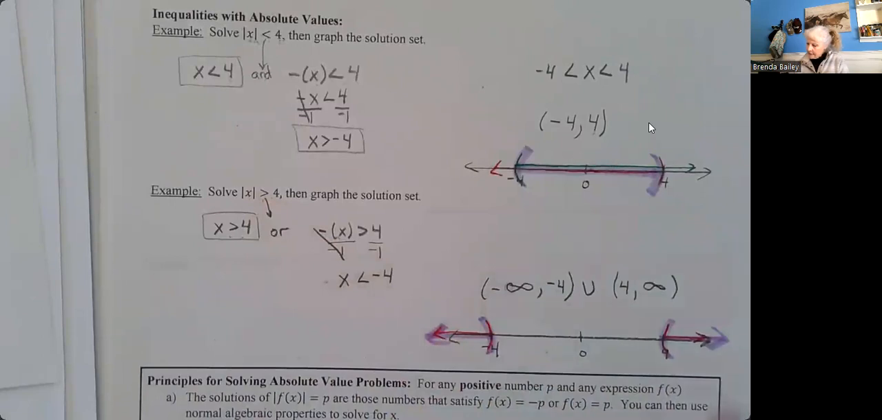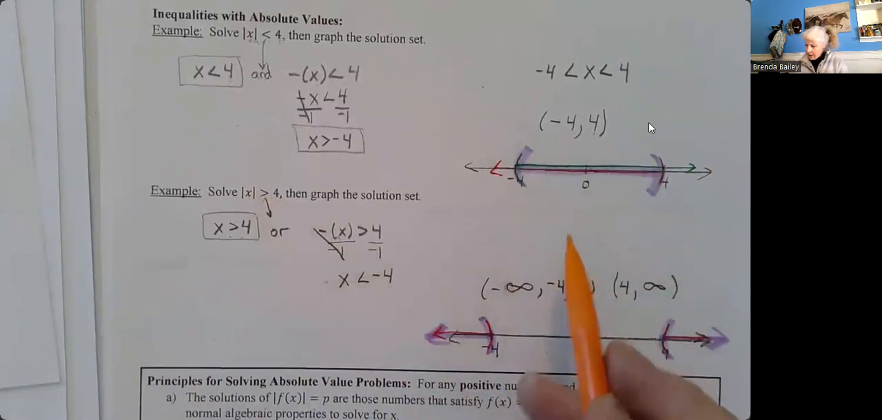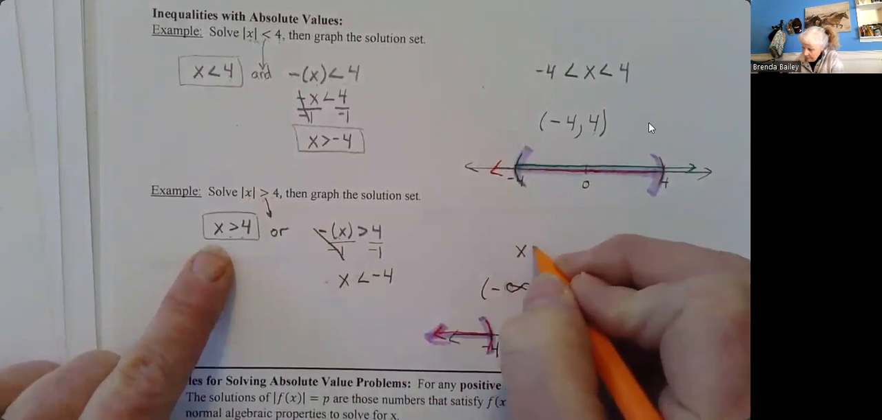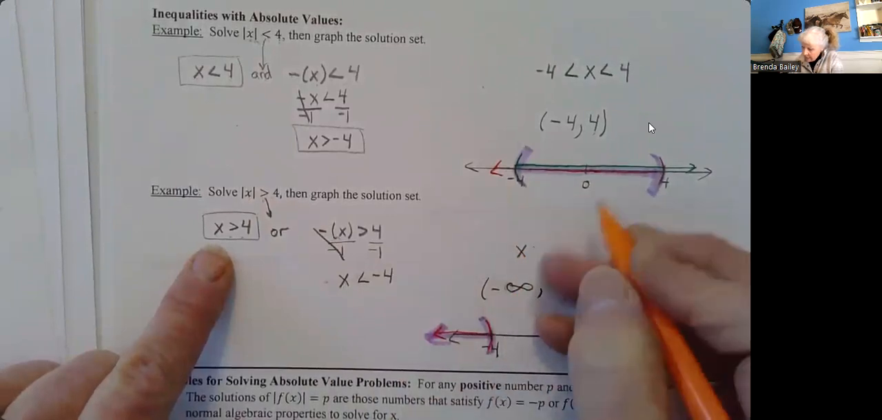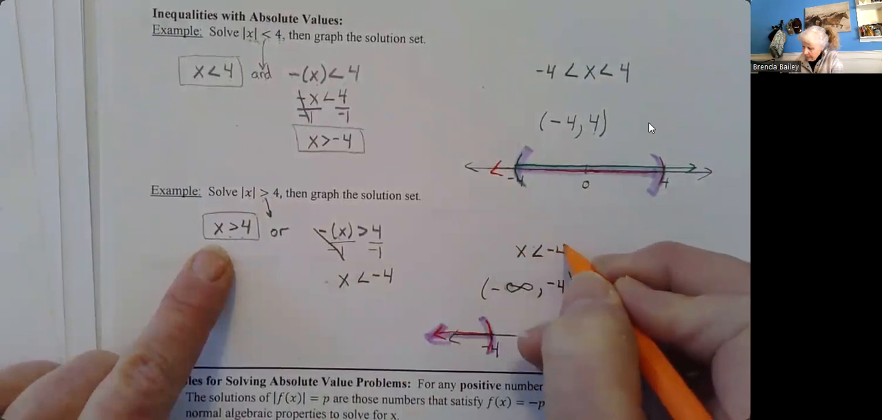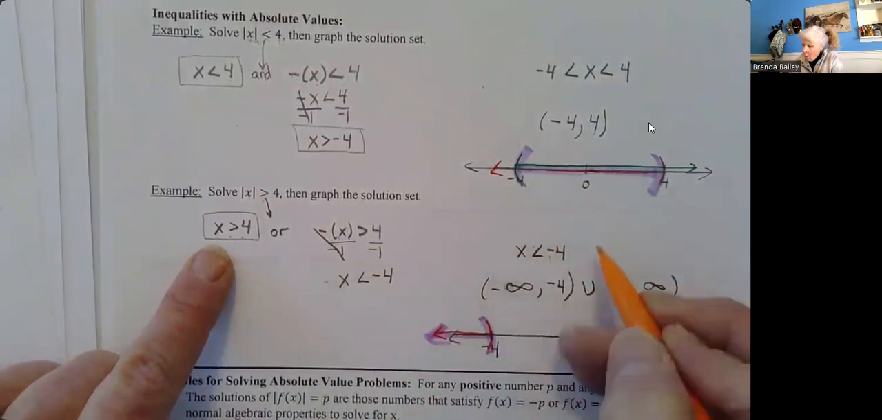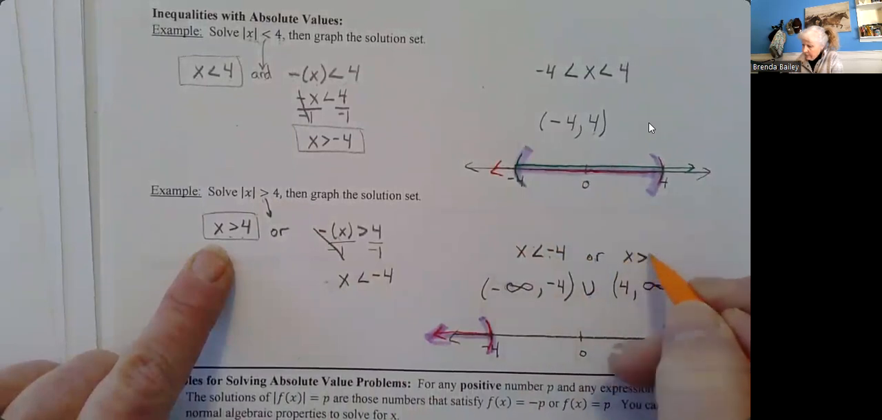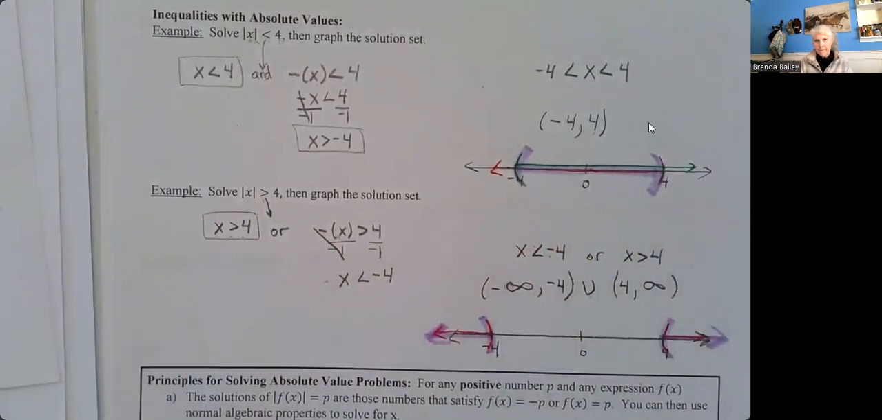Now, looking at this as far as the set notation, you would just write x is, for this section, x's are less than -4. That would cover this one. Or, that covers that symbol, x's are greater than +4. That would be the set notation. All righty.